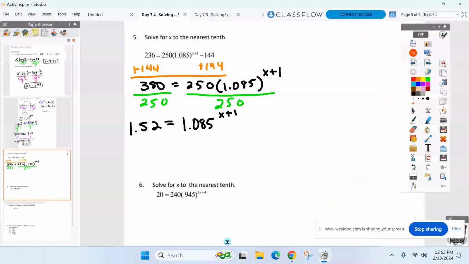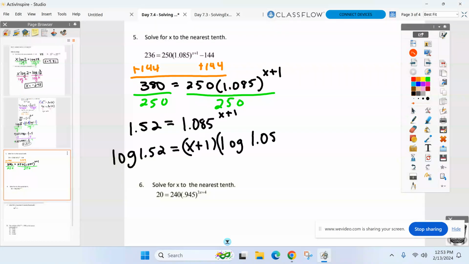Let's go. Yep, so log 1.52. What's it going to look like on the right side? Good. Make sure it's x plus 1 times the log of 1.52. I don't want you to think that the 1 in x plus 1 belongs to the log. Good work.